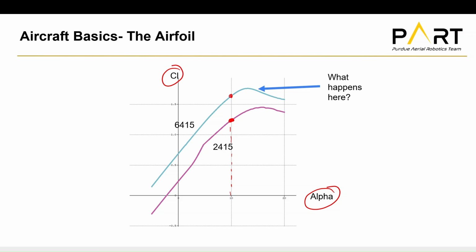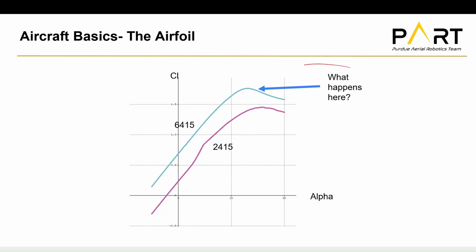Does this mean the 6415 is better than the 2415? Not necessarily. If you're trying to make a short takeoff plane that has a lot of lift, then yeah, this is probably your better option. But if you want to go for more of an efficient plane, then you'd want to be looking at your CL over CD plot, and that would tell you which airfoil is better for you to go with. Just because it has a higher lift does not necessarily mean that it's a better airfoil.